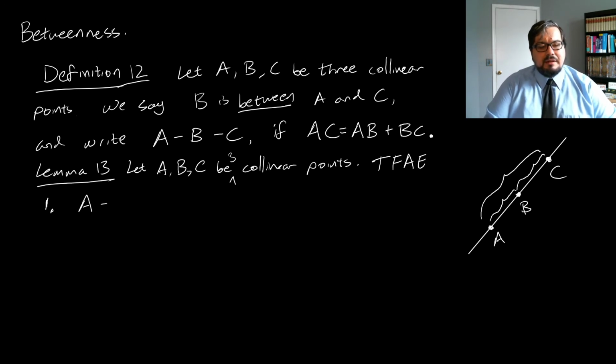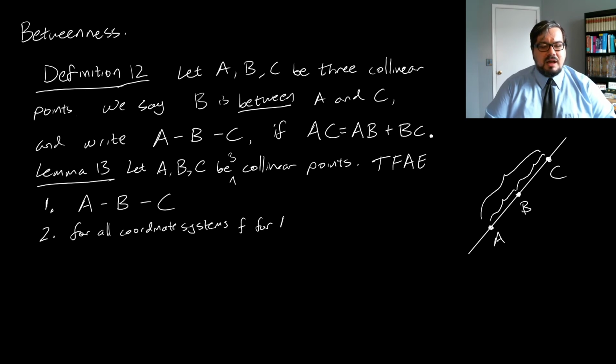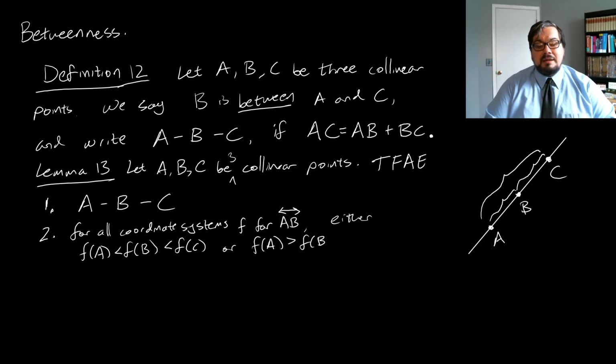So one of the following is just B is between A and C. So if B is between A and C, that's equivalent to saying that for all coordinate systems f for the line AB, which also includes C, because they're collinear, either f of A is less than f of B is less than f of C, or f of A is greater than f of B, and that's greater than f of C.